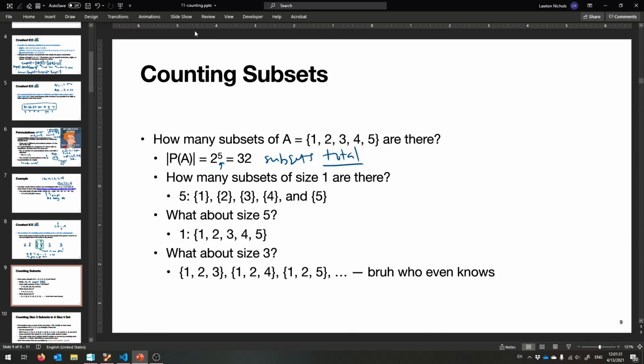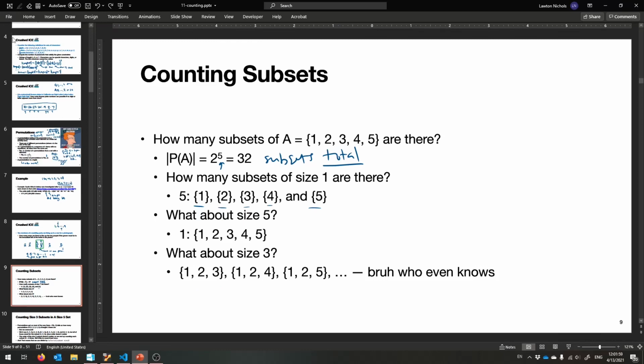But maybe we want to break this down. Like, how many subsets of size 1 are there? That one's easy. There's going to be 5. You can just put each element in a set by itself. How many subsets of size 5 are there? Well, that's the same size as the original set. There's only the original set. There's just one way to do that. And then we can ask the question, how about subsets of size 3? And that is where our intuition doesn't really have anything to say.